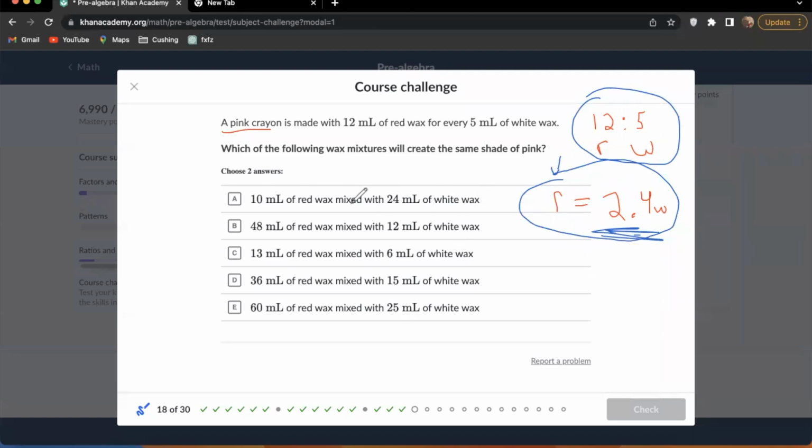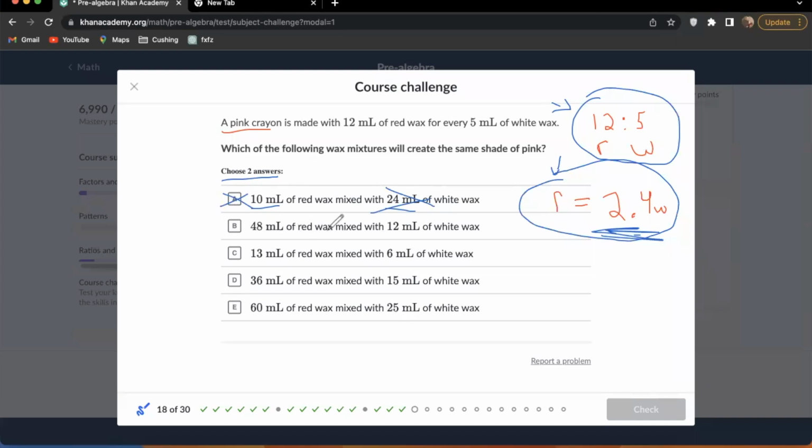So let's see which of these, there's 2 of them that have that same ratio, 2.4. So the white needs to be smaller. A is doing a good ratio, 10 to 24, but it has more whites. That's not right. You want less white. You can see here, if you have 5 white, you have 12 red. So you want less white. So it's not going to be A.